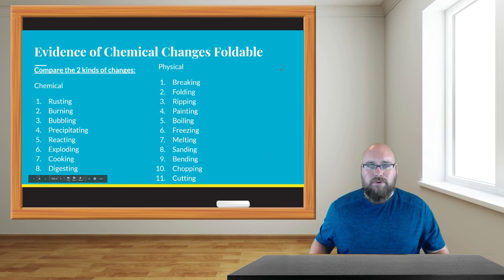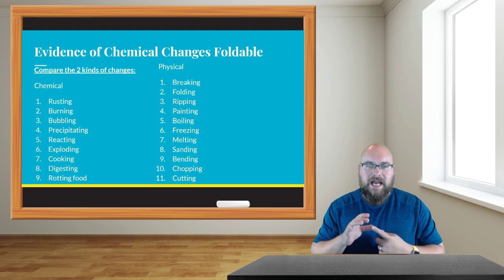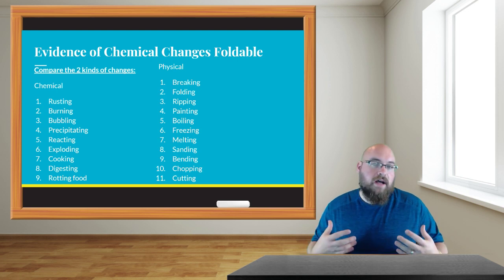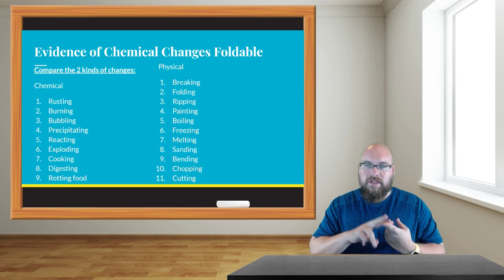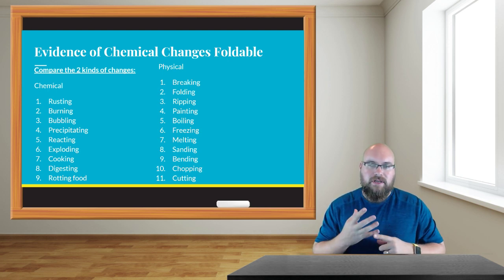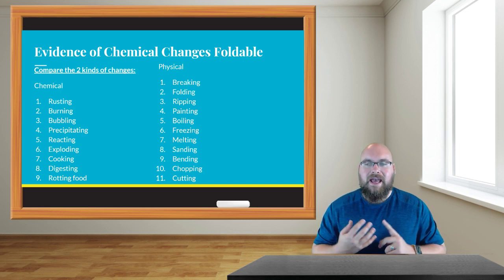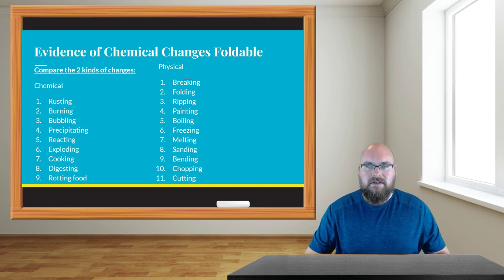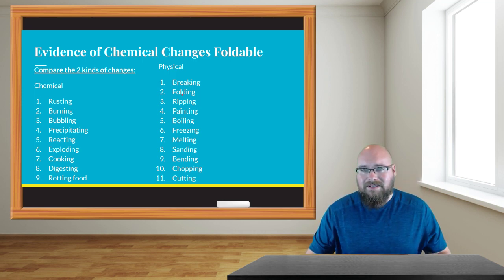Here are some examples of all kinds of things. Chemical changes can be like rusting, burning, bubbling, precipitating, reacting, exploding, cooking, digesting, and things that rot, like rotting food. Some examples of physical change would be breaking, folding, ripping, painting, boiling, freezing, melting, sanding, bending, chopping, and cutting. If we do any of these things, we still have what we're working with. If I break a lead pipe, I still have a lead pipe, just now I have two. If I fold a piece of paper, it's still paper.